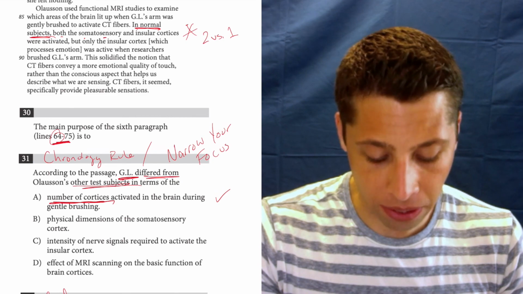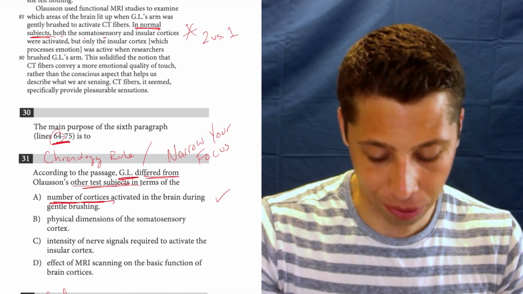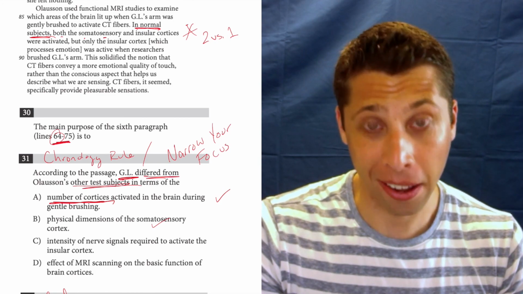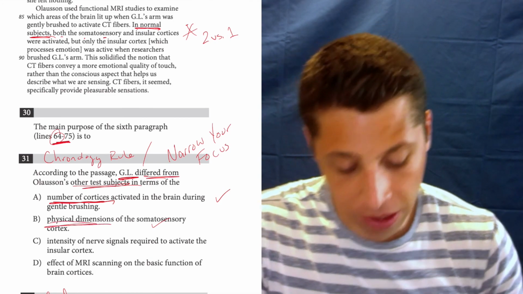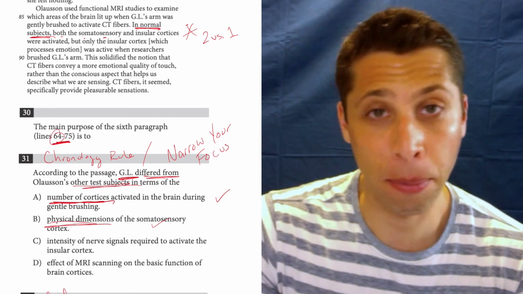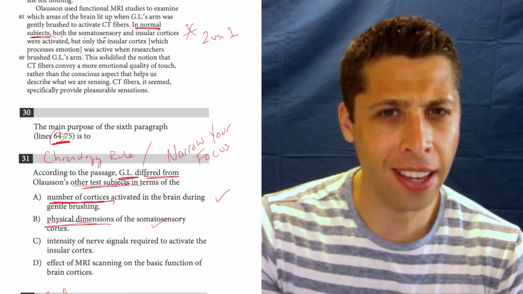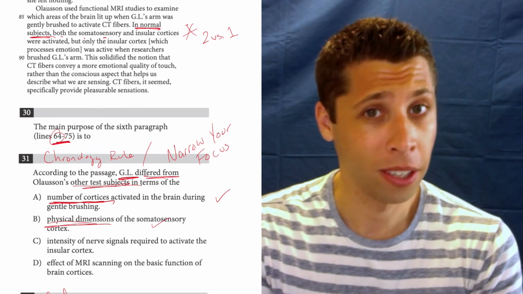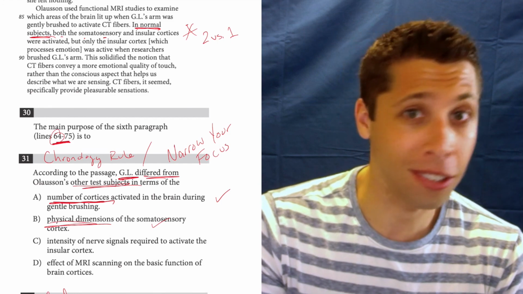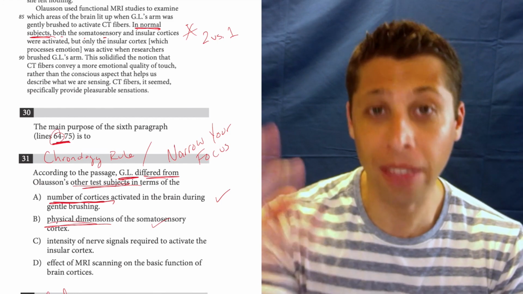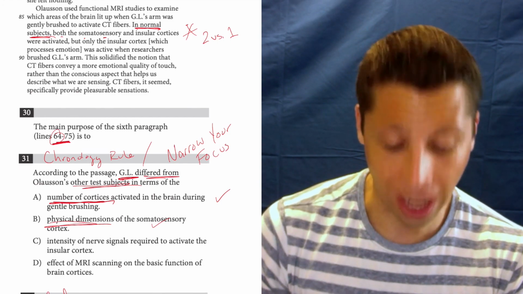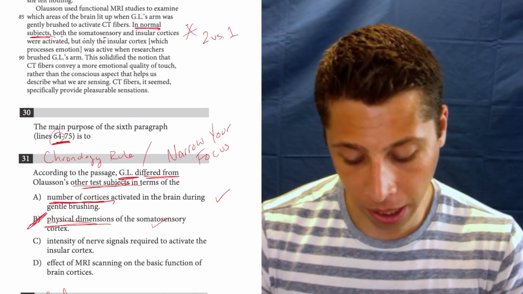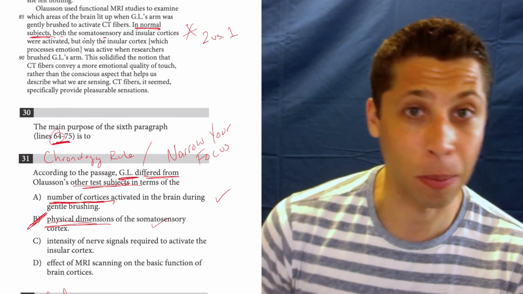What else is different? The physical dimensions of the somatosensory cortex. Well, I'm not going to forget it. They talked about that word. Yeah. But what does it mean to talk about the physical dimensions? Narrow your focus to that part of the choice. Are they saying that her somatosensory cortex is smaller or larger? No, they're not telling us the number of inches the cortex is. We never get the physical dimensions. We talk about whether or not it's activated, but that's a different thing than saying its size.